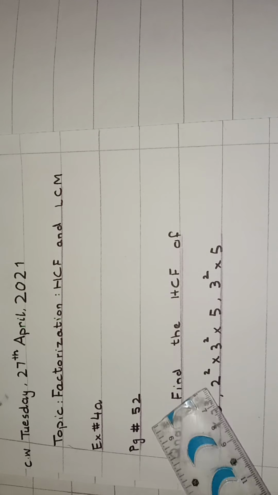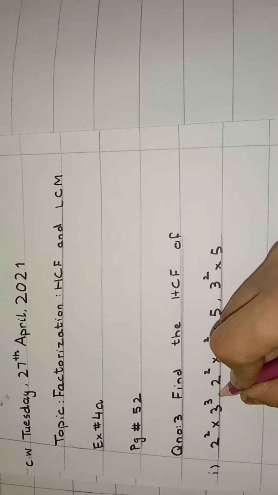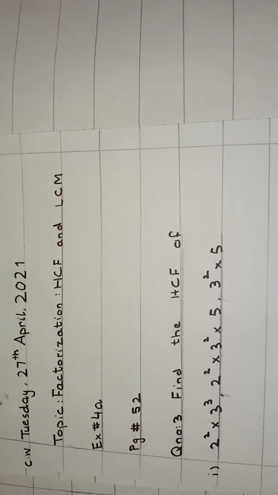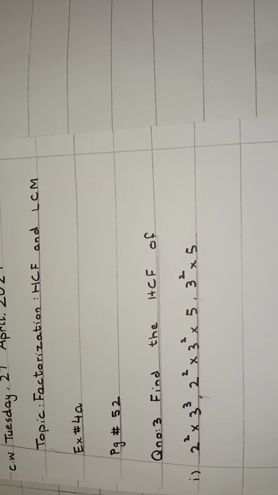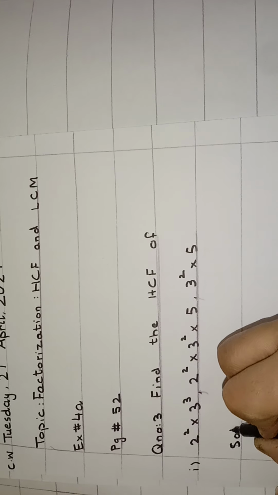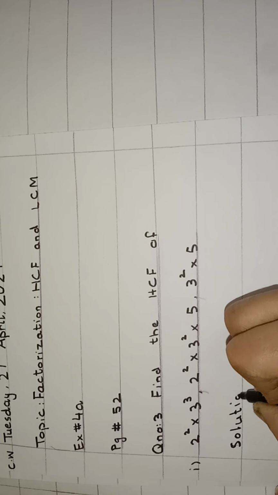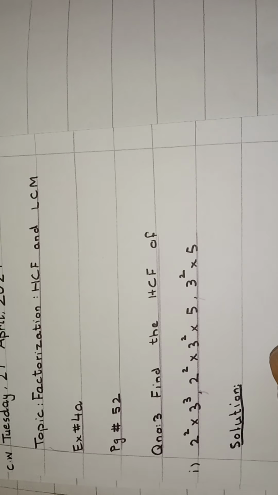Question number 3 is find the HCF of. Here in question number 3 they have given you factors and you have to find their HCF. Remember that the commas between each term show that these are separate factors of a number. So first of all you will write them vertically. We will start the solution as follows.